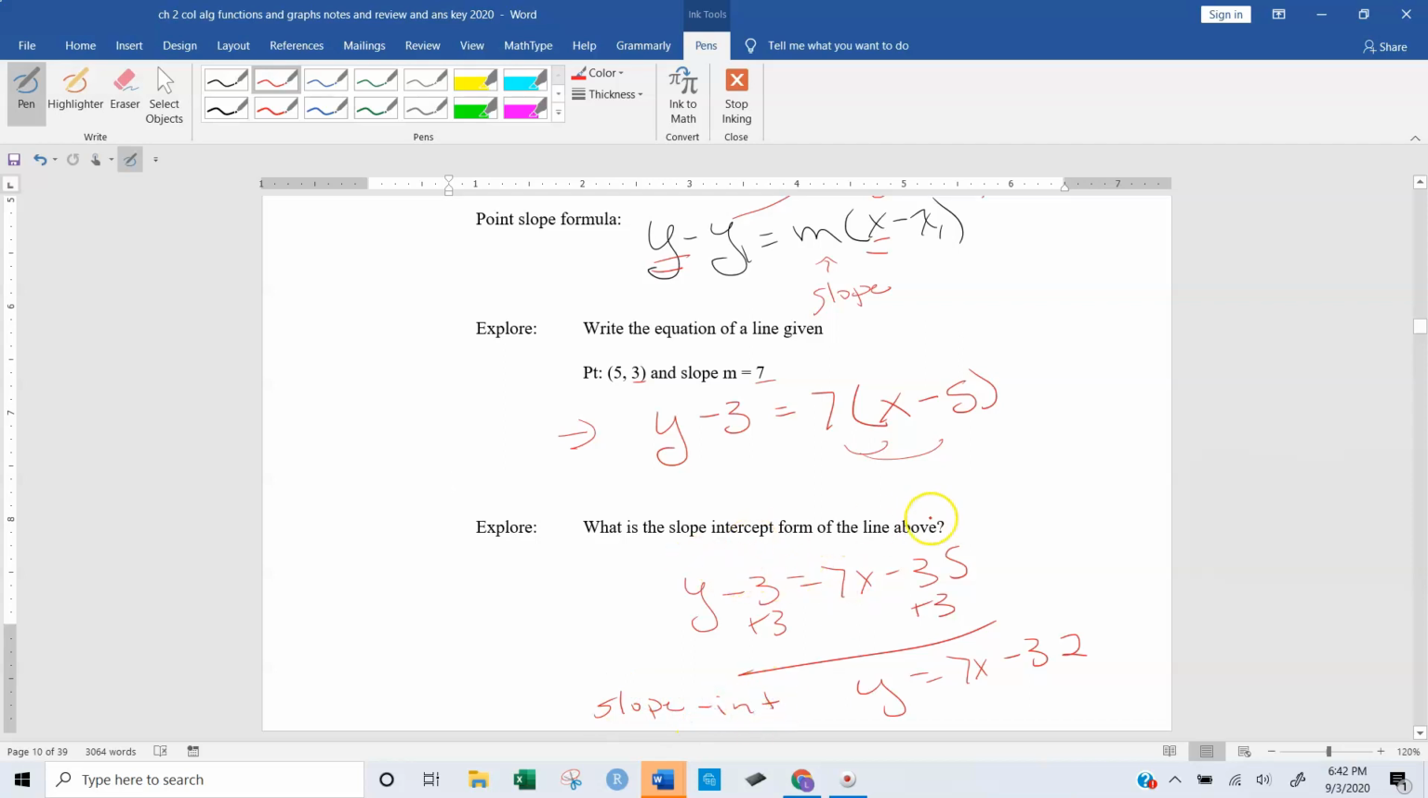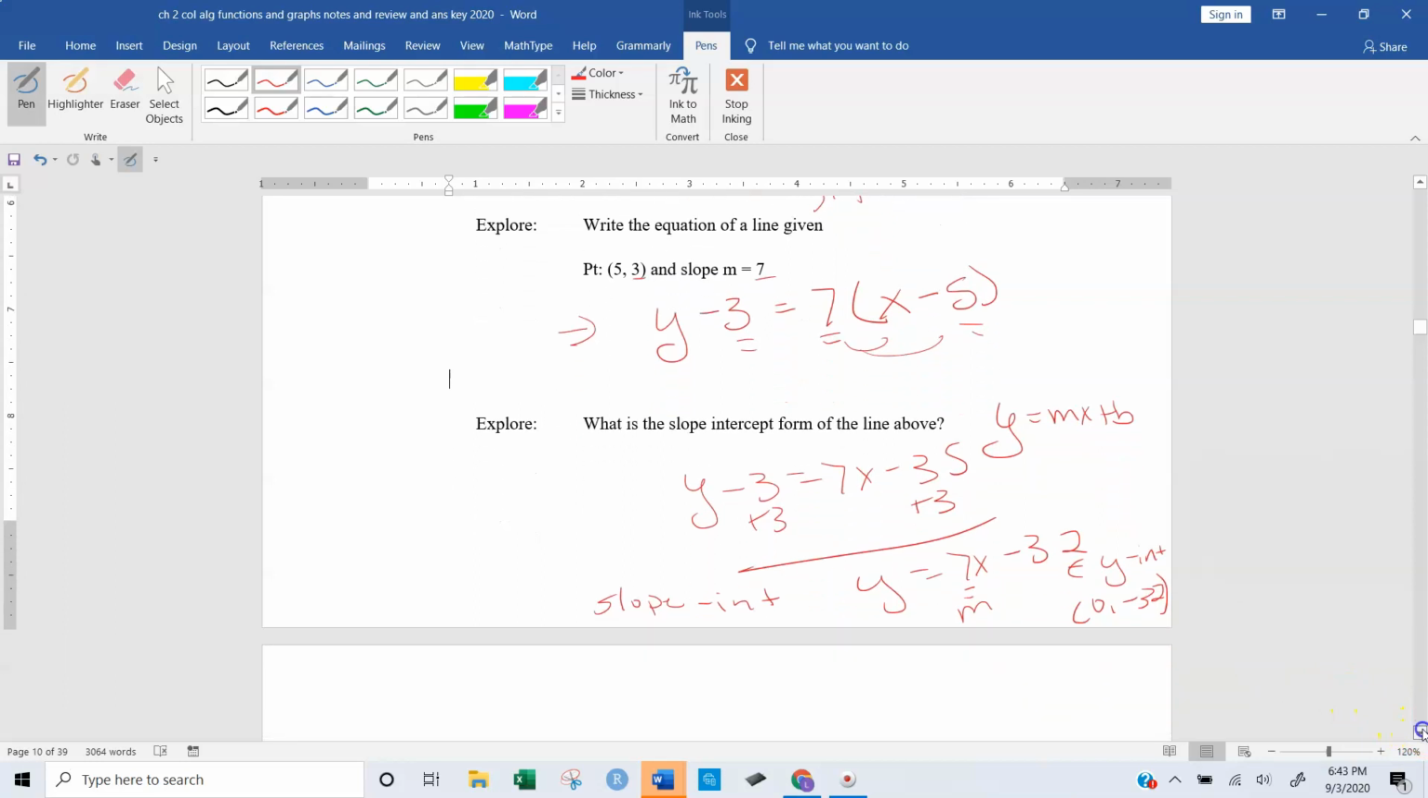Remember, slope intercept form of a line is y equals mx plus b. So now instead of having a slope and a given point, you have a slope, right? And a y-intercept. And remember, the y-intercept here would really be 0, negative 32. So technically, you're also given a point. Just a very special one.